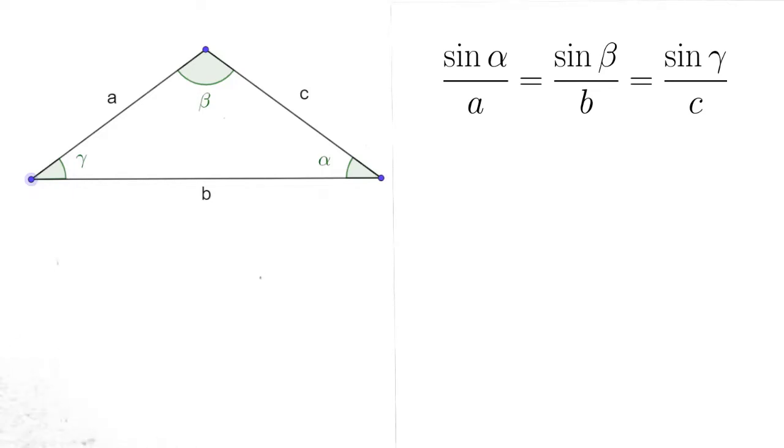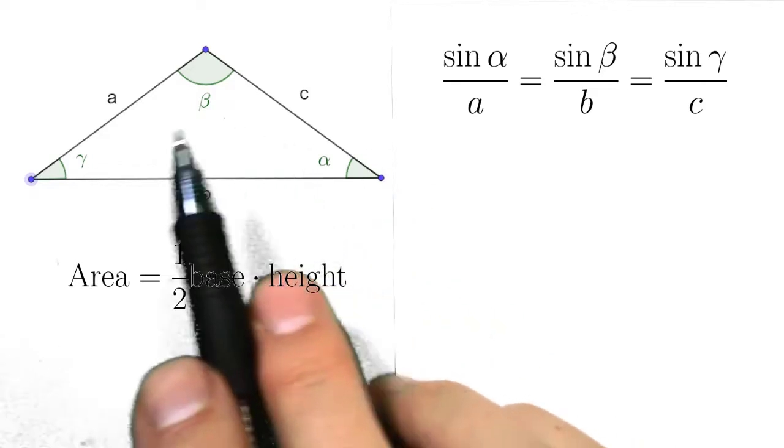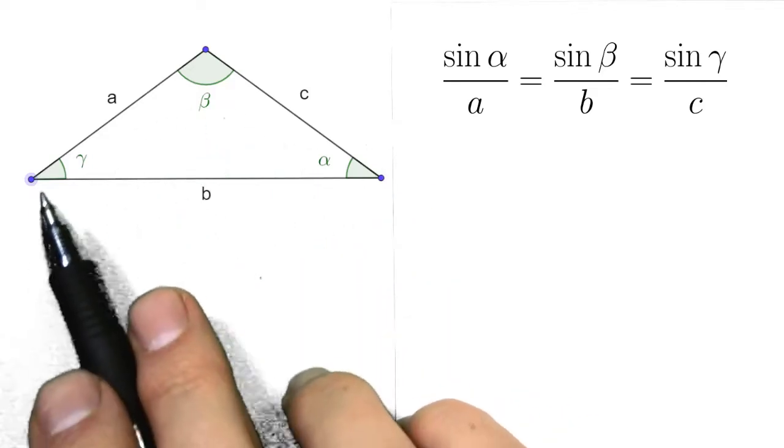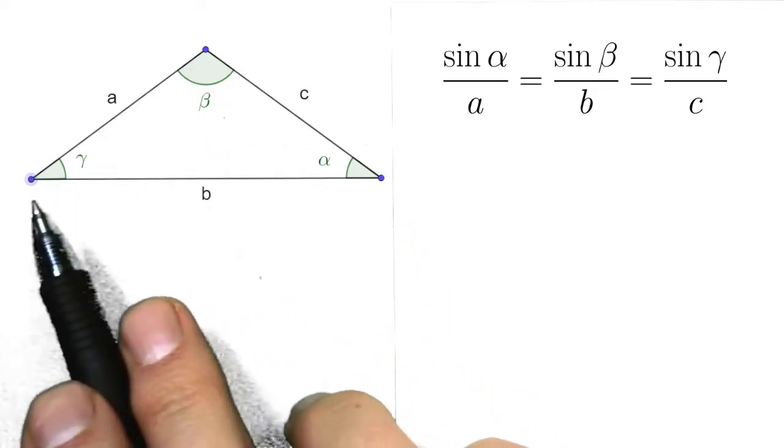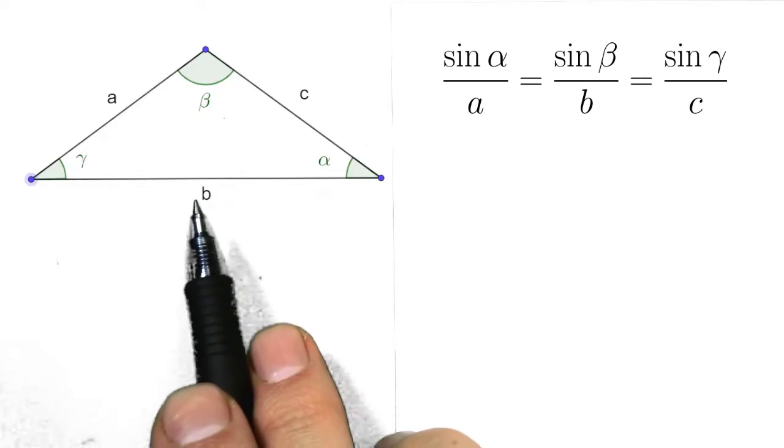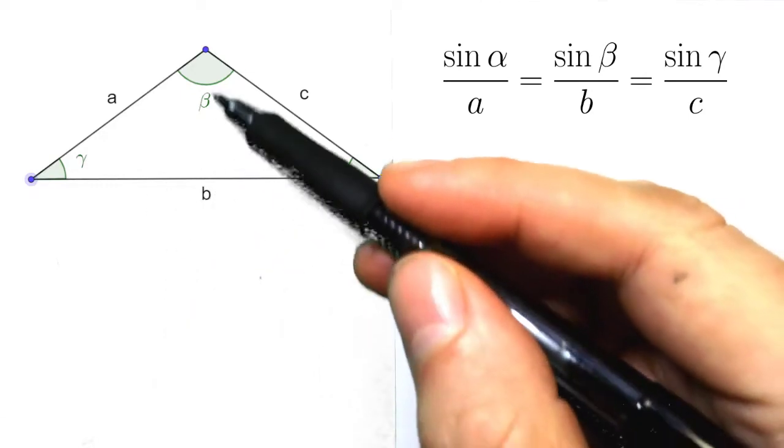Now, in order to prove the law of sines, we're going to do something that's maybe not immediately obvious. We're going to think about the area of this triangle. Now, how do you measure the area of a triangle? The area of a triangle is given by 1/2 base times height. So if I were to measure the area of this triangle here, I can see that the base is b. All right, so I'm going to take 1/2 times b times, well, I got to get the height of this triangle.